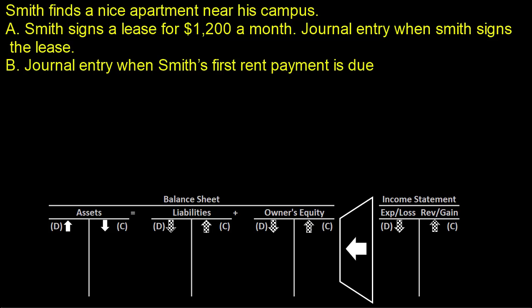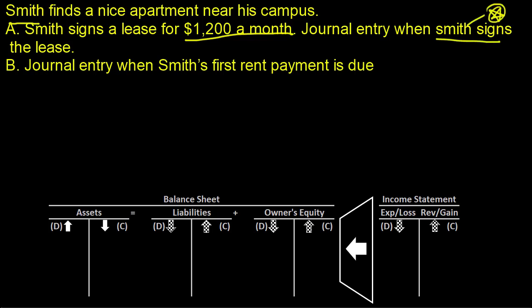Okay, so this is a journal entry for signing up for a rental agreement, a lease agreement. This might be any number of things. It's framed as an apartment, but this would be the journal entry for this. Lease agreements happen all the time in corporate real estate. So here, the journal entry is for when Smith finds a nice apartment near his campus, and Smith signs a lease for $1,200 a month. What's the journal entry when Smith signs a lease?